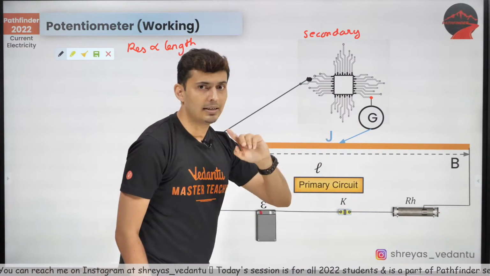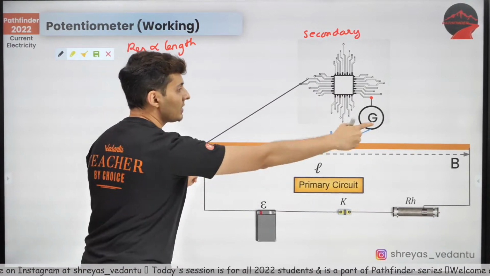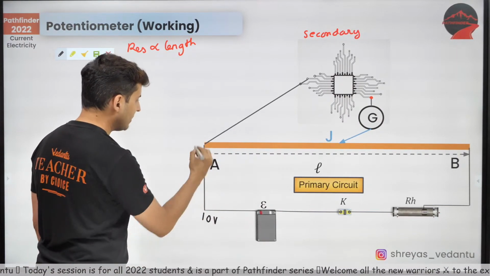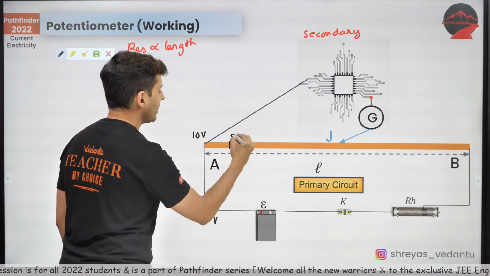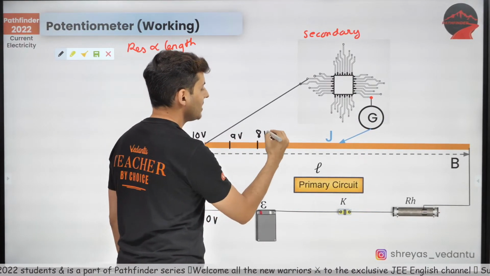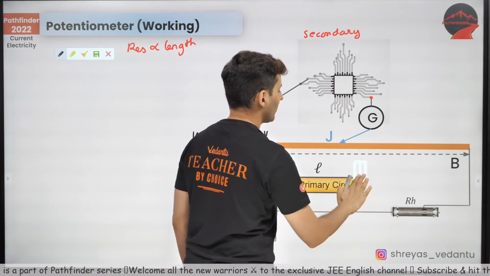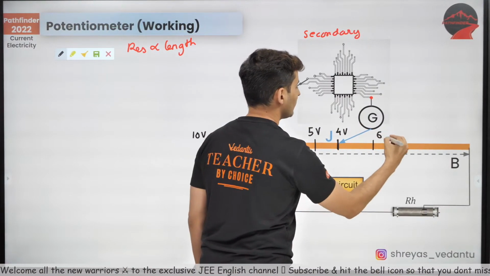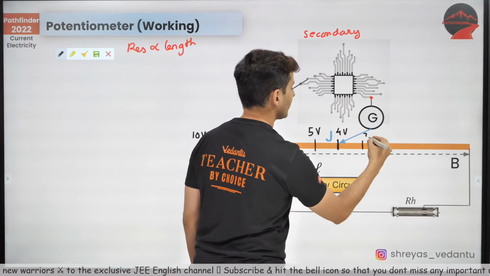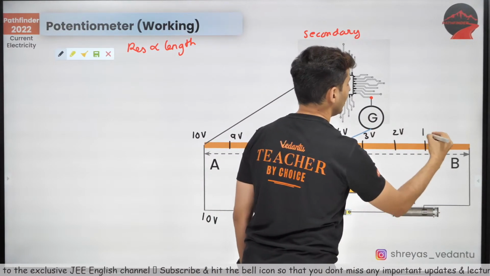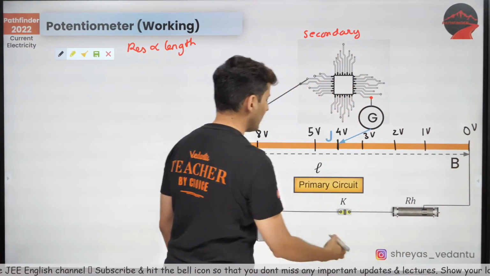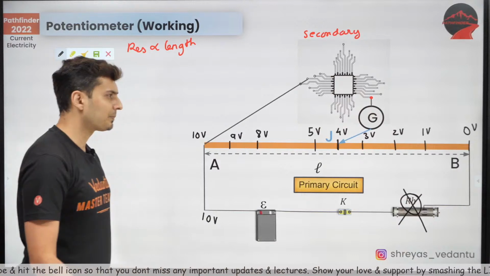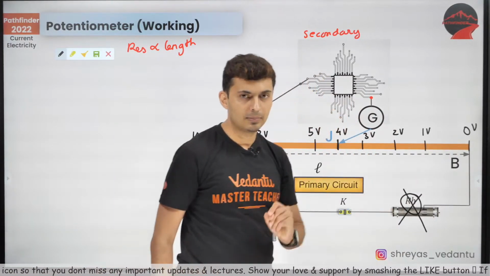When this battery supplies the current, there will be a voltage difference across A and B. Example, let's say this is 10 volts. So this will be also 10 volts. So you will see somewhere over here 9 volts, somewhere over here 8 volts, so on and so forth. Maybe somewhere over here this is 4 volts, maybe this is 5 volts, this is 6 volts. Oh sorry, my bad. This is 3 volts, so on and so forth. This is 2 volts, this is 1 volt, and this is 0 volt. Ignore that resistance for now. Do you see there is a potential gradient which is set up?